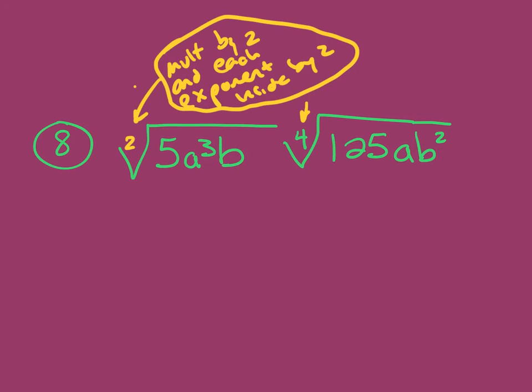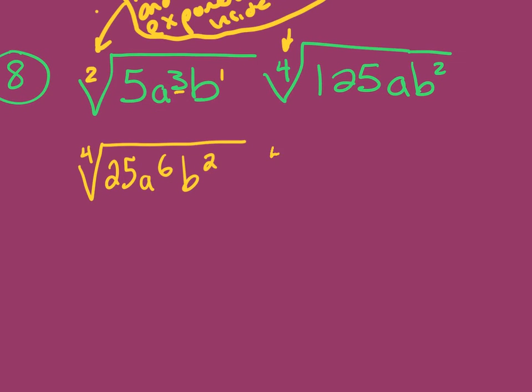So multiply by 2. So now we've got the 4th root. Now this is 5 squared, which is going to be 25. We're going to multiply this 3 by 2. And the exponent on the b is 1. So if you multiply it by 2 now, it's going to be squared. And the second one already has the index we want, so we don't need to change anything inside.